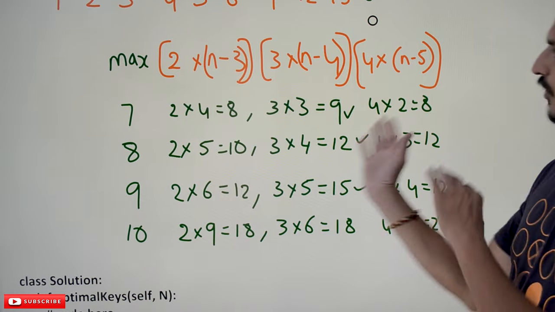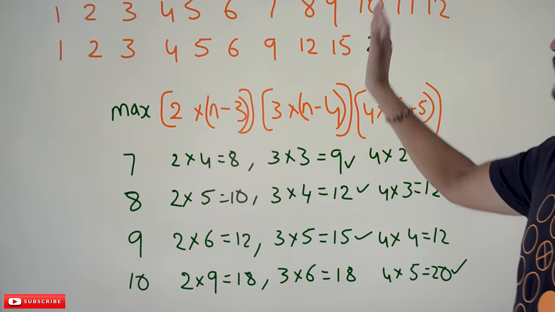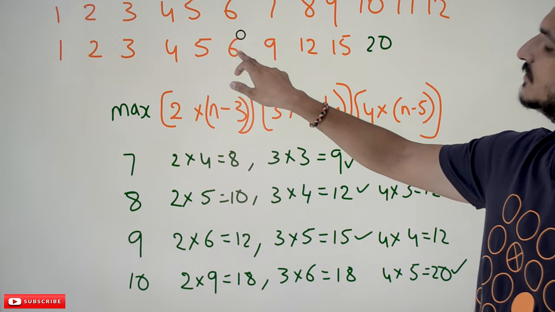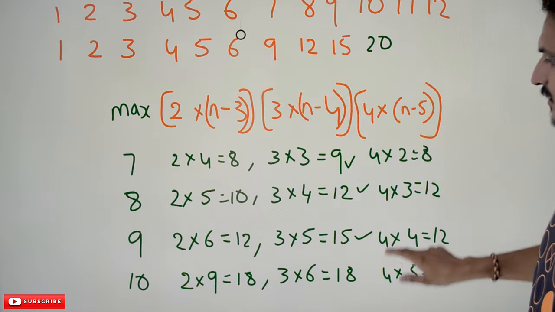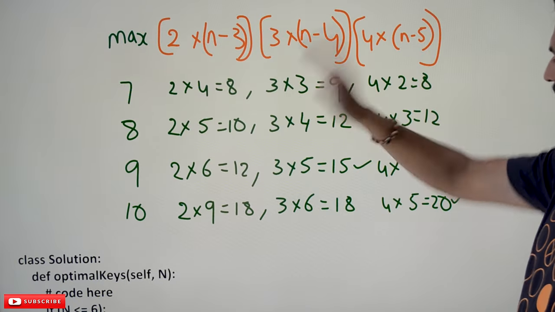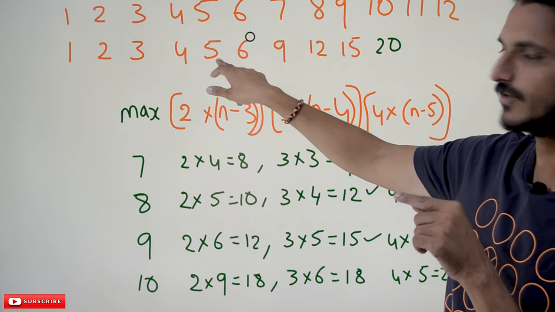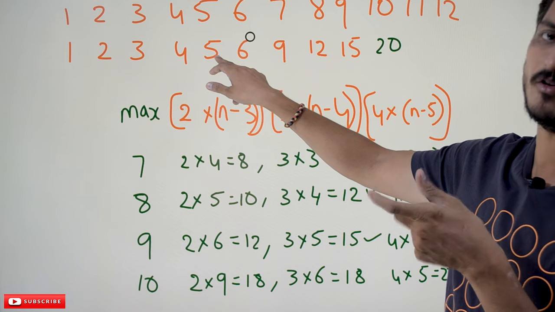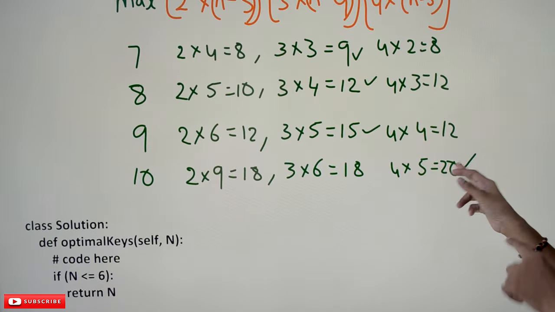Otherwise, go 4 steps back. 3 multiplied by, 10 minus 4, which is 6. What is the maximum number of A's you are going to display up to here? 6. So 3 times 6, which is 18. Similarly, 5 steps back. 10 minus 5, 5. What is the maximum number of A's you are going to display here? 5. 4 times 5, which is 20.